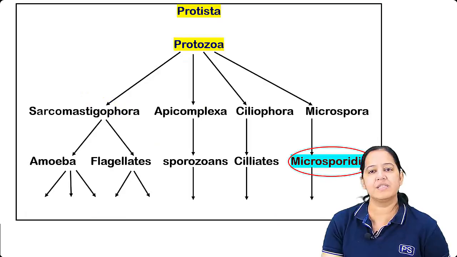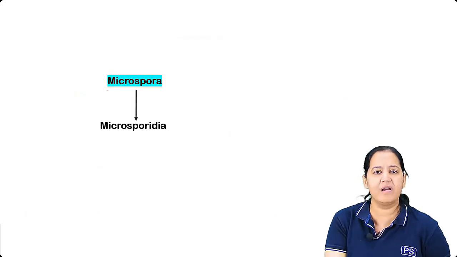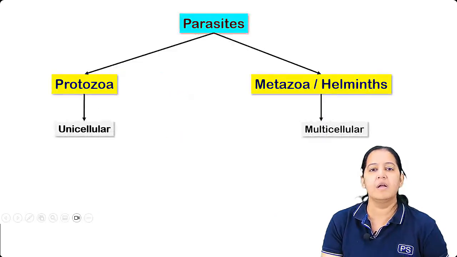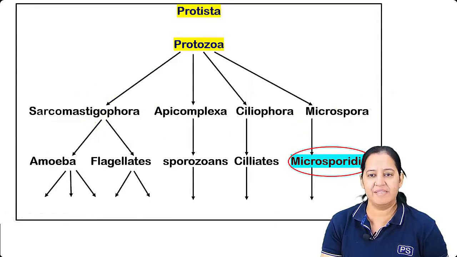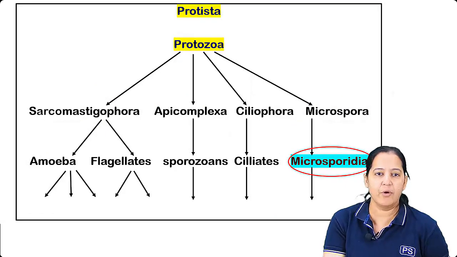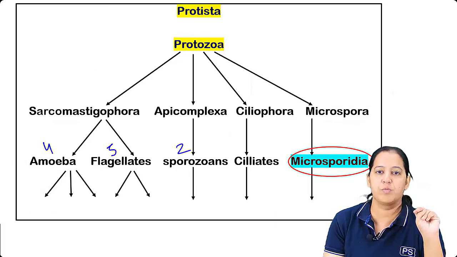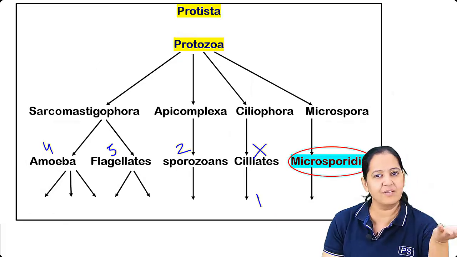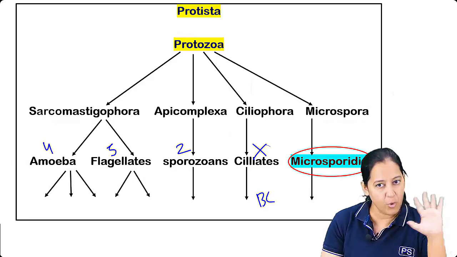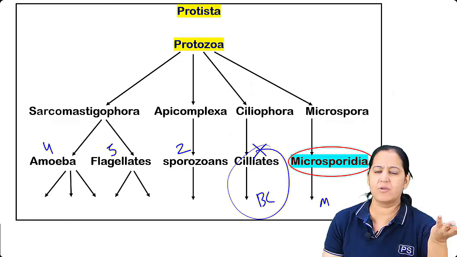And the last one is microsporidia. It has only one organism, microsporidia. I will not teach you that. So basically, I'm going to teach you 4 amoebas, 5 flagellates, 2 sporozoans. I'm not going to teach you this. Just learn this is the largest one. That's it. And it is the only ciliated one. And here microsporidia is not important.